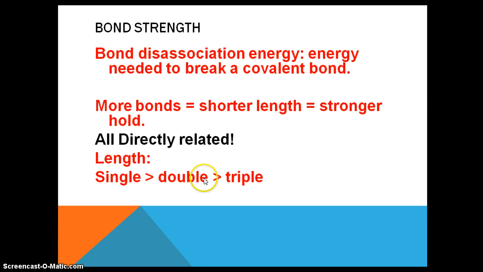So if we take a look here, for length, you just want to remember, most importantly, a single bond is the longest, a double bond is next, and a triple bond is the shortest.